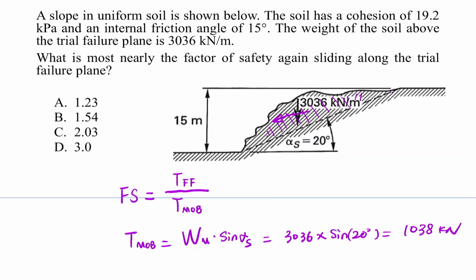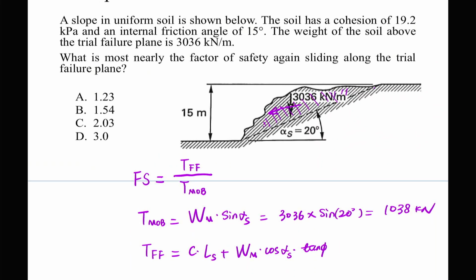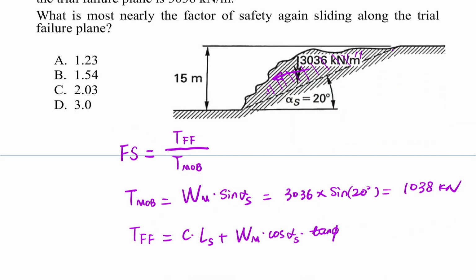So that is the mobile force. And for the T_FF, the resistance along that surface is C times Ls plus the weight of the mass times cosine I for S times tangent of the friction angle, right? So basically it has two components. One component is provided by the cohesion of the soil, and another part is provided by the friction angle of the soil. And the only thing we don't know in this equation is the Ls. The Ls is essentially the length of the slope.